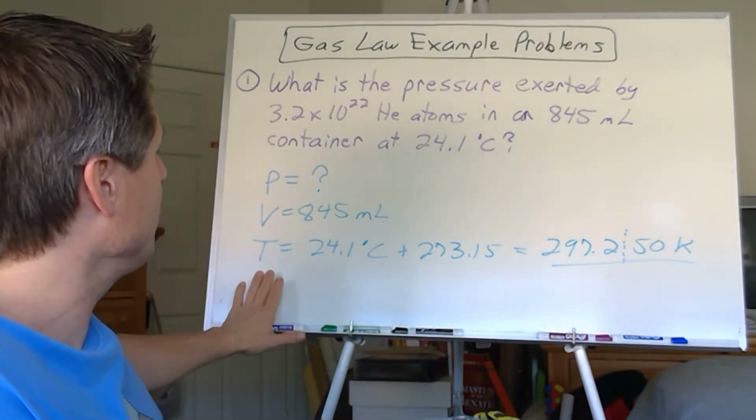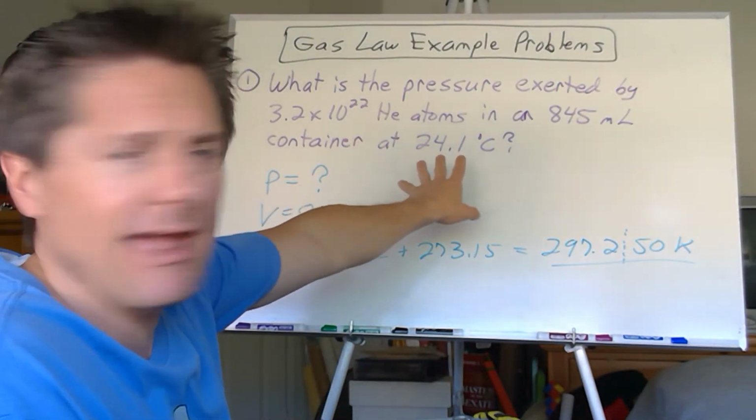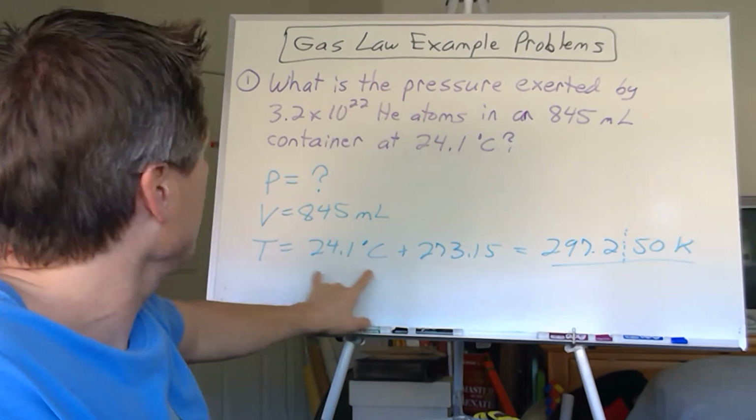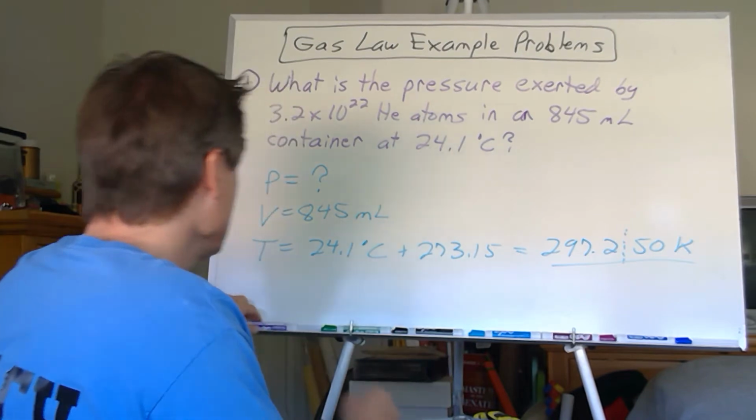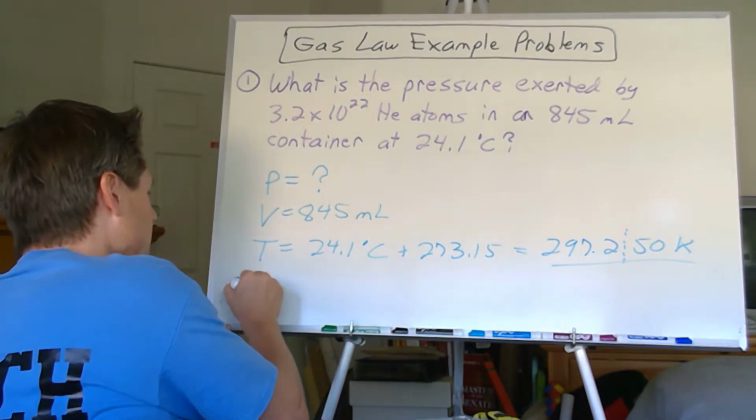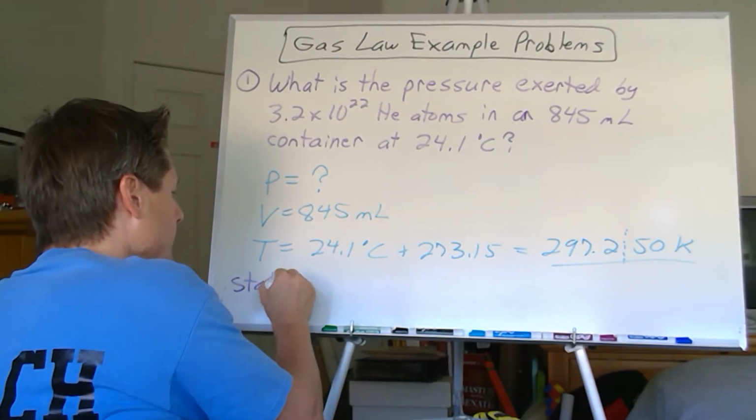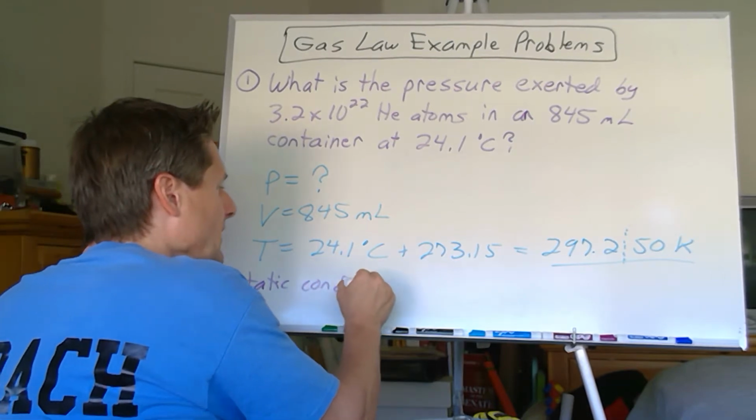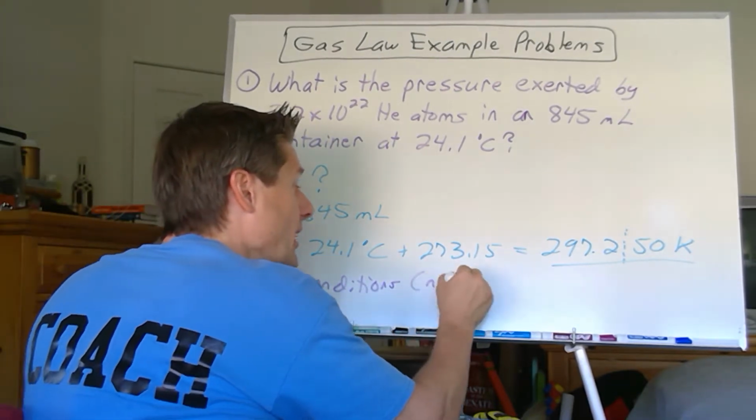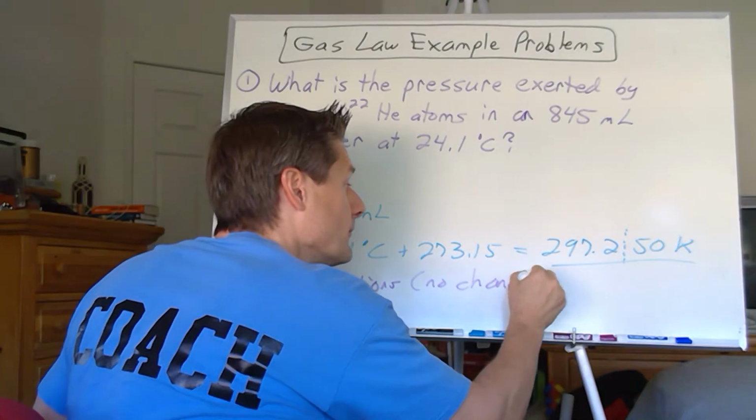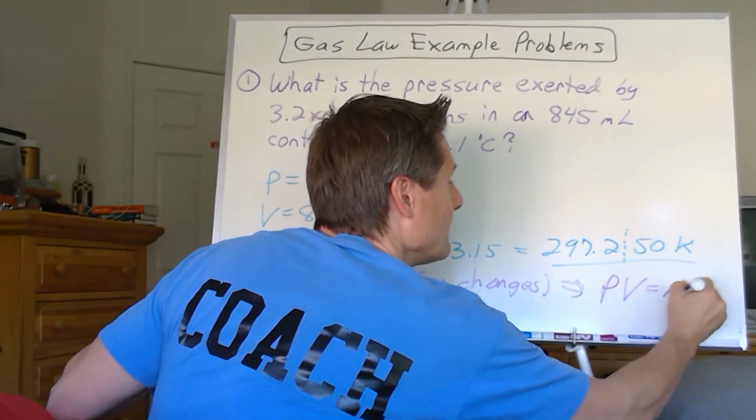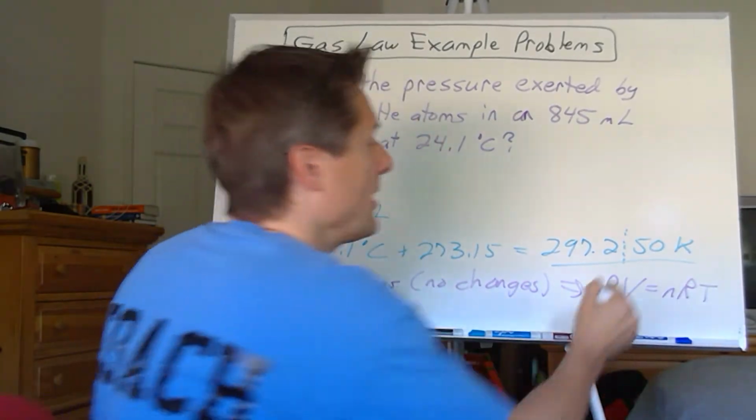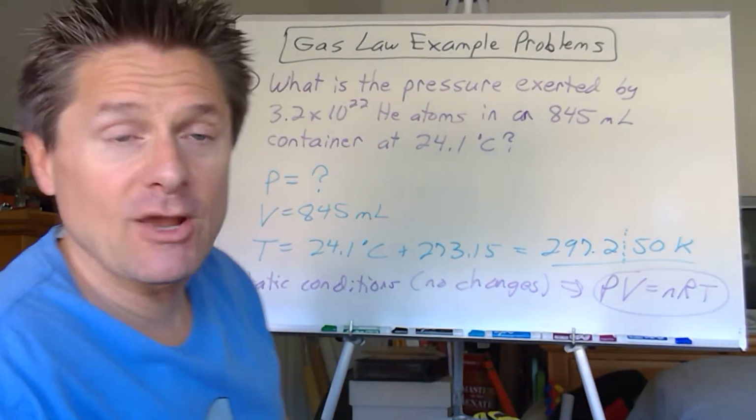So I got P, I got V. Do you see another pressure? I don't see another pressure. I don't see another volume. I don't see another temperature. So this looks like static conditions, right? So this is static conditions. That means no change, right? No changes. So we're going to use PV equals nRT. So I've identified the equation I need, right?